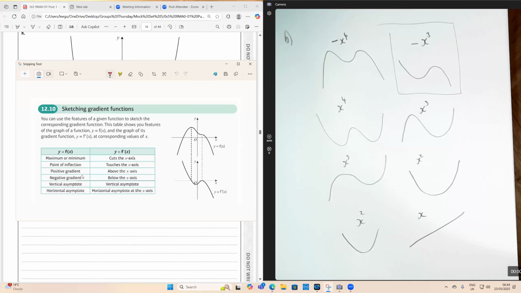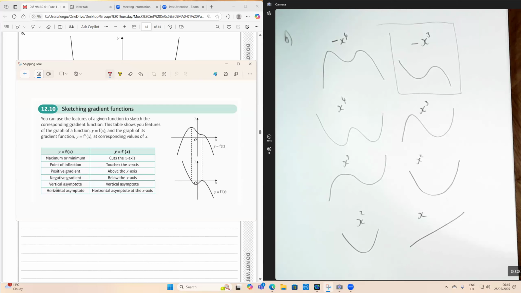You just got to remember these different features in order to successfully produce your sketch. But bringing together all those elements: that it's going to cross the x-axis there and there, that it's going to have this general shape of a cubic with a negative coefficient of x cubed, that the gradient function is going to be above the x-axis in that portion, below the x-axis in that portion, below the x-axis in that portion, and that as this is a point of inflection, it would just touch the x-axis at that point. Okay, so that's how you make use of all that information to sketch the gradient function.